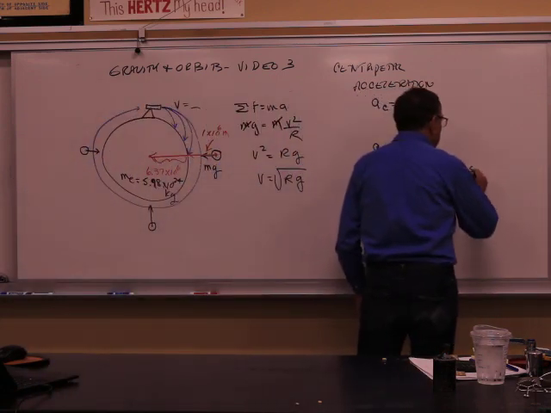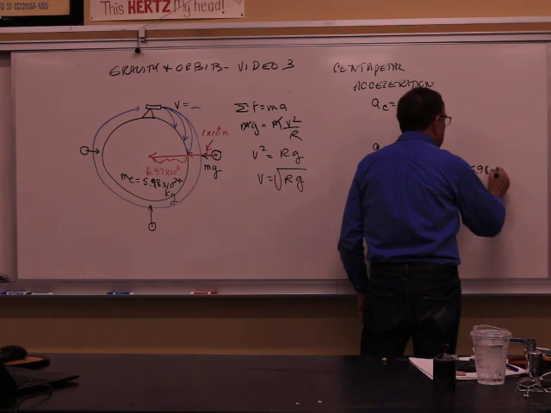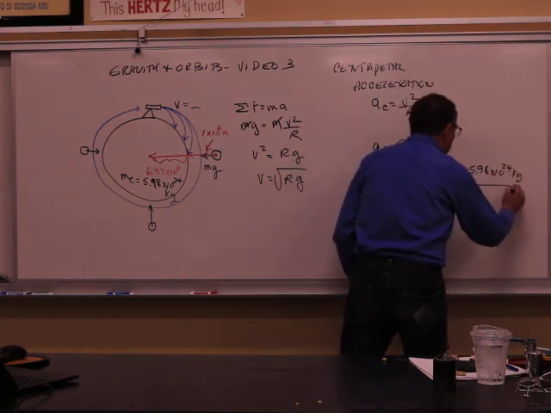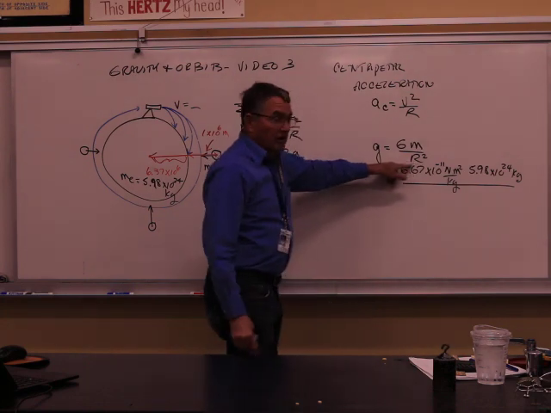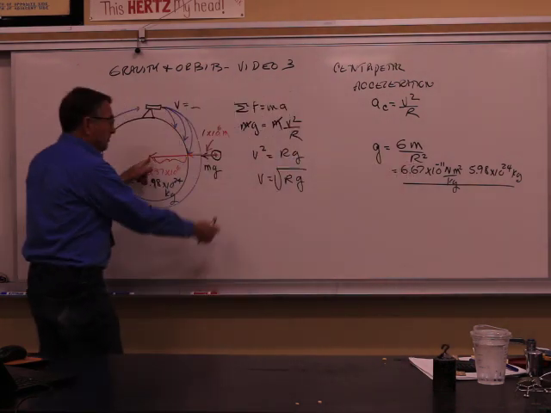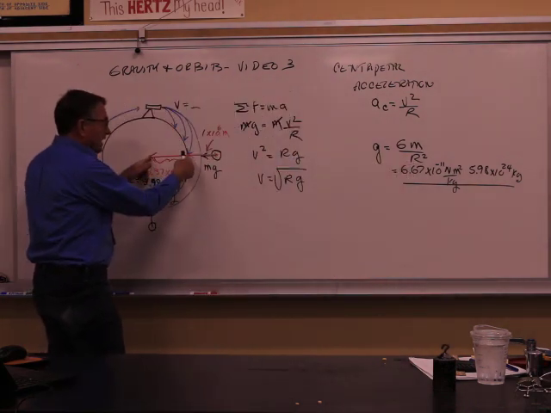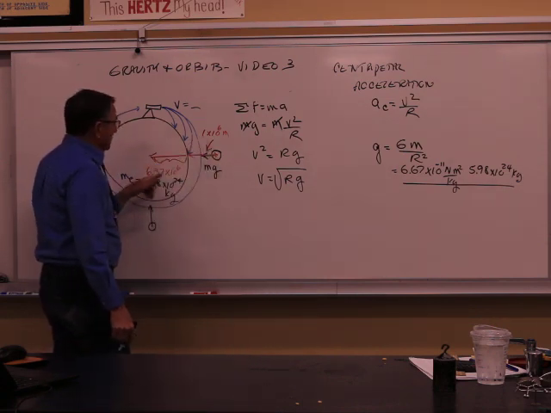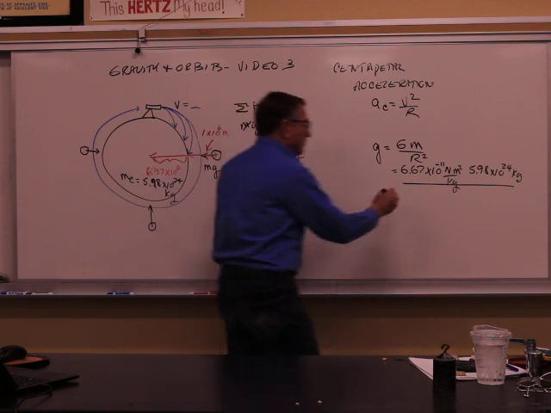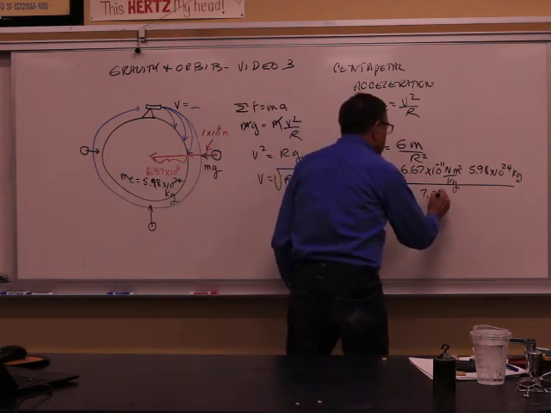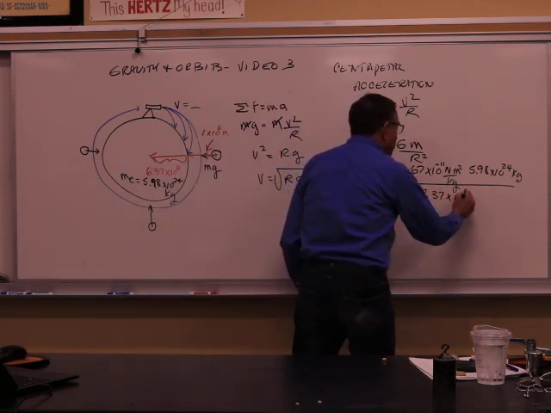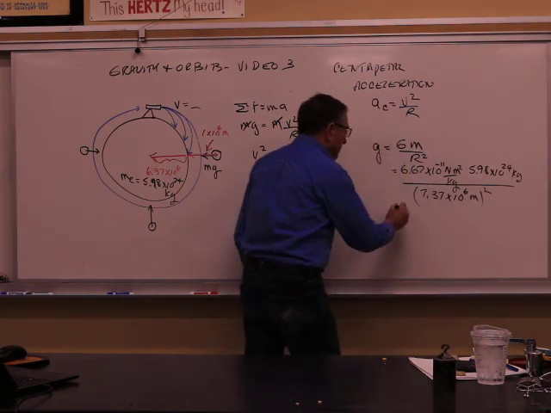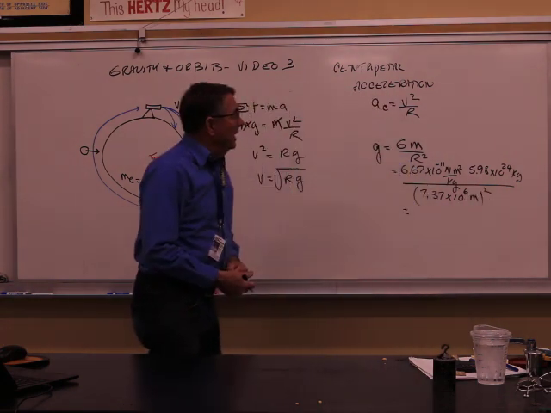This is 5.98 times 10 to the 24th kilograms divided by R. R is center to center: Earth's radius plus 1 million meters. 1 million plus 6 million is 7 million, so 7.37 times 10 to the 6 meters squared. Go with it and compute that.